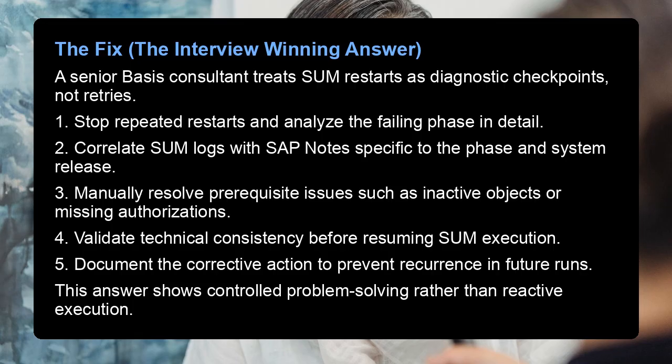3. Manually resolve prerequisite issues such as inactive objects or missing authorizations. 4. Validate technical consistency before resuming SUM execution. 5. Document the corrective action to prevent recurrence in future runs. This answer shows controlled problem solving rather than reactive execution.